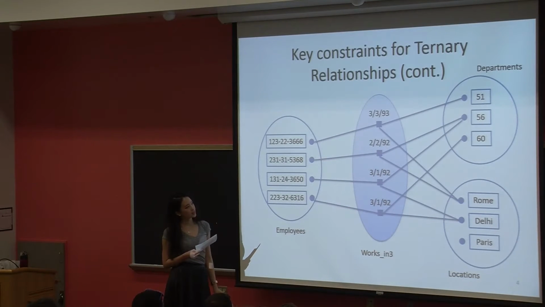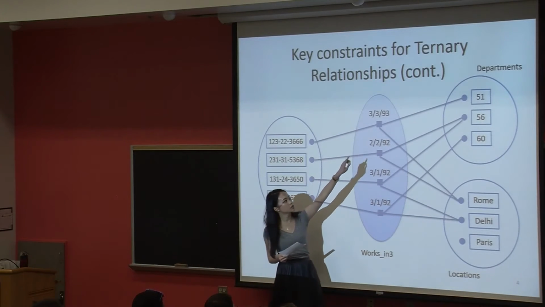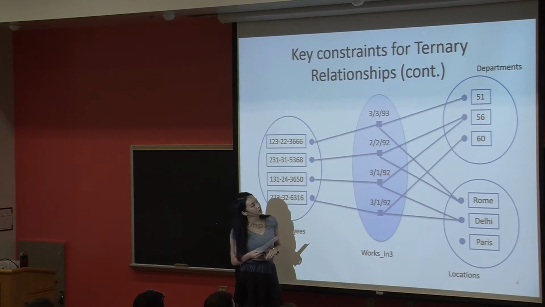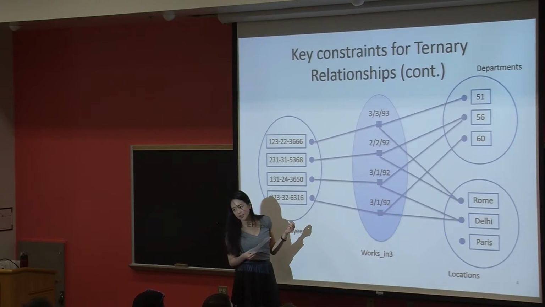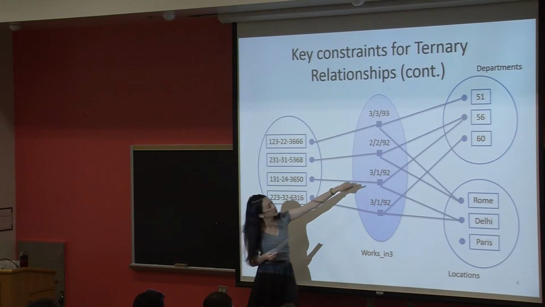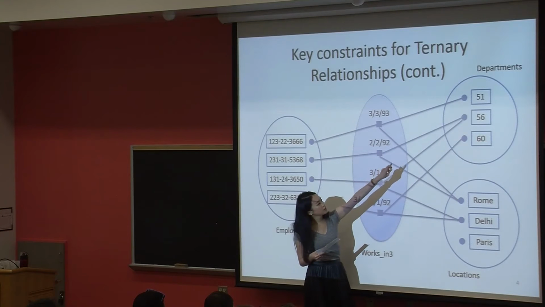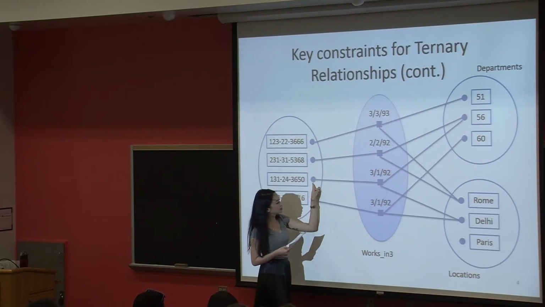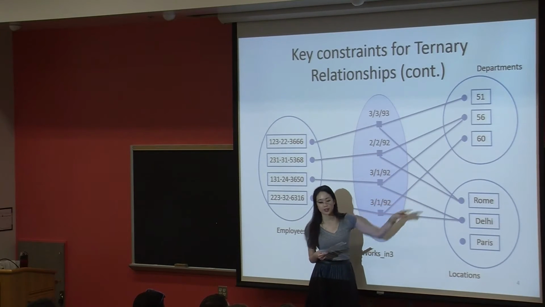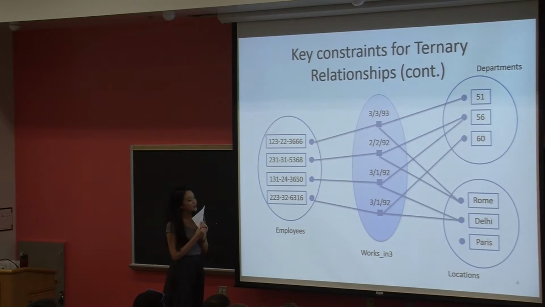Can we find any that's like one department located in multiple locations? If you trace it from the department, we can find different departments in the same location. Let me see. 56? So for 56, this employee works in Delhi, but that employee works in Rome. Okay? How about employee to the location?